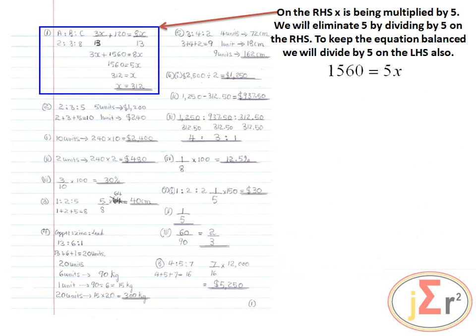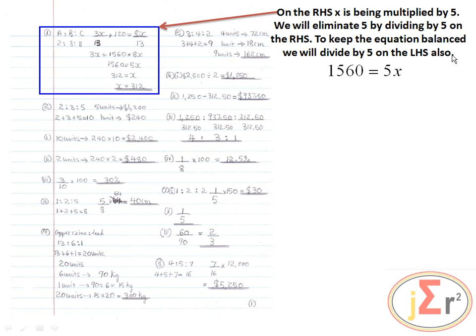On the right hand side, x is being multiplied by 5. We will eliminate 5 by dividing by 5 on the right hand side. To keep the equation balanced, we will divide by 5 on the left hand side also.